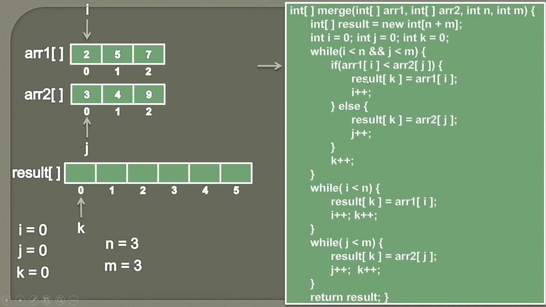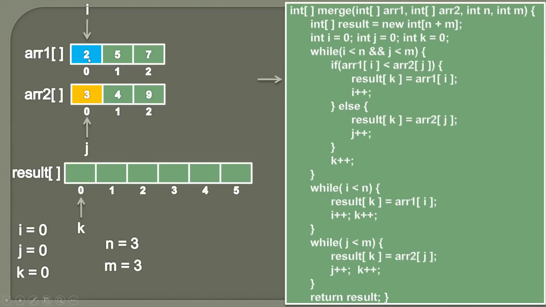Now in the while loop we are comparing whether the value at the ith index for array 1 is less than the value stored at the jth index for array 2 or not. So here you can see, we are comparing 2 with 3. 2 is less than 3, so this condition comes out to be true. Therefore the if block will be executed.